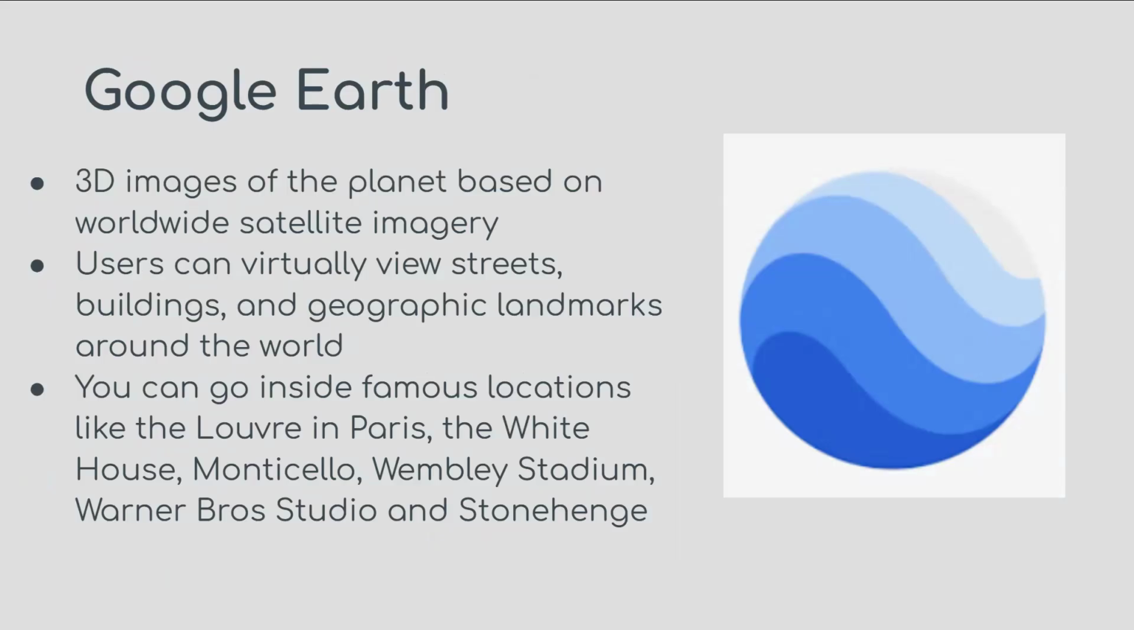Google Earth is another app that works and is integrated into Google Maps. Google Earth has 3D images of the planet based on worldwide satellite imagery. You can virtually view streets, buildings, and geographic landmarks around the world. You can also go inside famous locations, including the Louvre in Paris, Wembley Stadium, and even Stonehenge. Google Earth is an app that you can download onto your device, and it is also accessible through the internet.